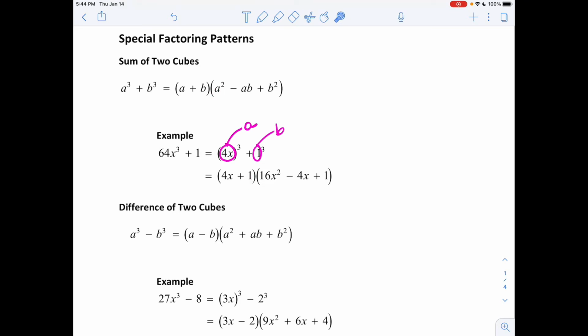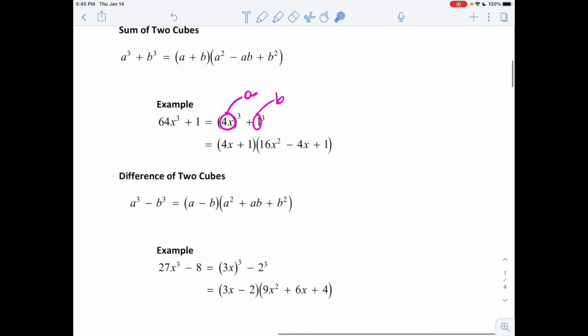A squared, well, 4 squared is 16 and x squared is x squared, minus a times b. So I have a 4x times a 1. That's going to give me a 4x, and remember the minus sign here. And then finally 1 squared, because b is 1, so 1 squared is 1.